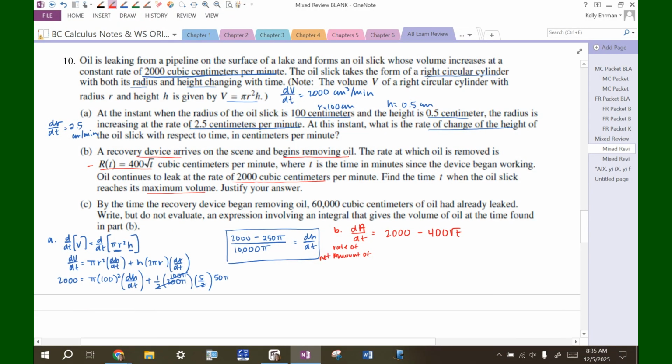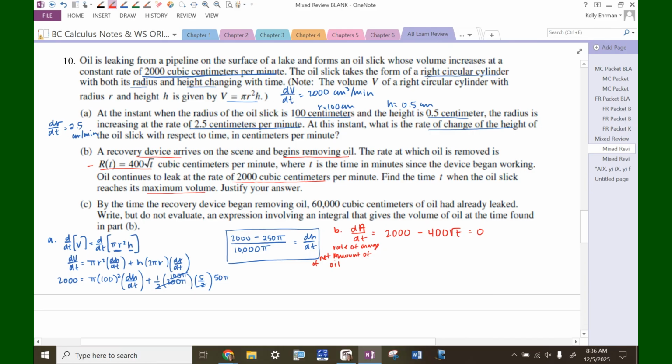How about net amount? We just say that. Net amount of oil, rate of net amount of oil, rate of change of. Okay, this is the rate of change of the amount of the oil slick that's sitting there, basically. It's changing at a rate of 2,000 coming in minus 400 radical t leaving. Okay. We need to figure out when that's equal to 0, and then we need to see about the sign change.